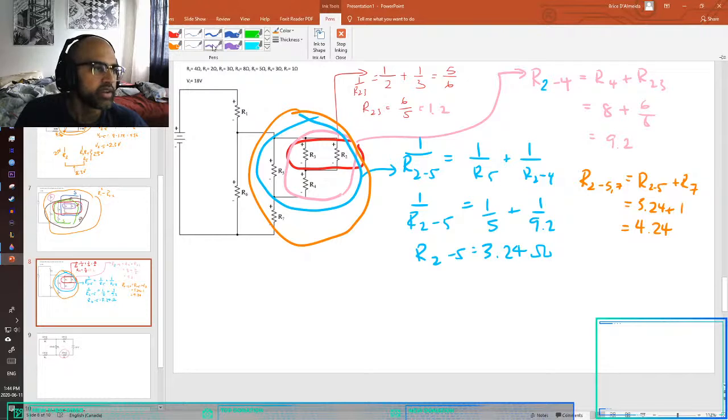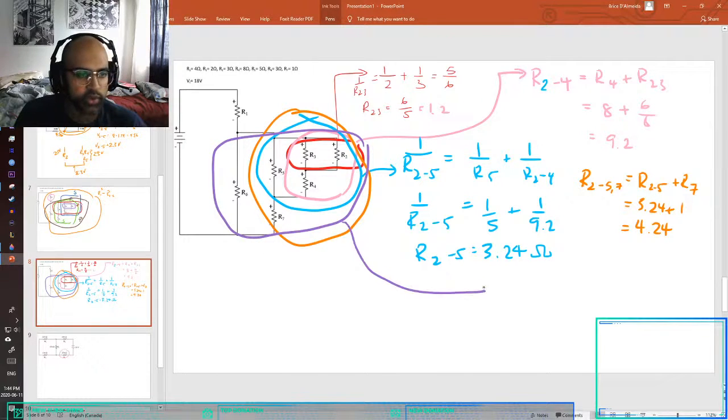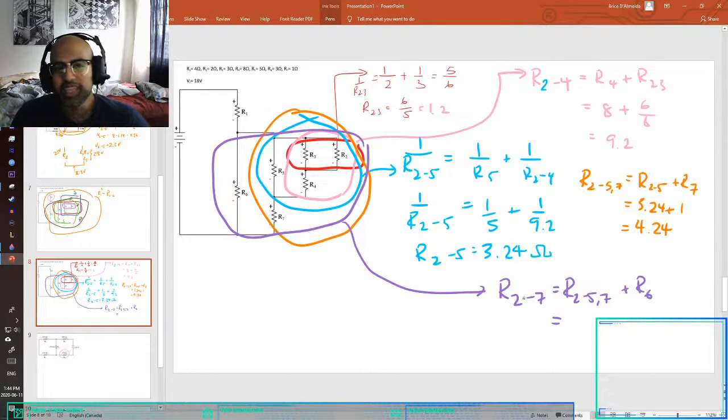Are we running out of colors yet? Purple. The old purple. In purple, we can now calculate the resistance. Let's do that in the corner. Resistance from 2 to 7, which is equal to this wonky guy, 2 to 5 comma 7 plus resistor 6. So now we have the full set. Oh man, this is a little wonky.